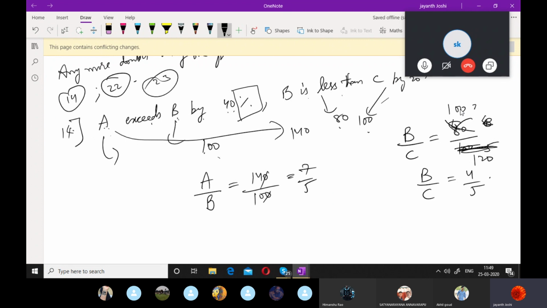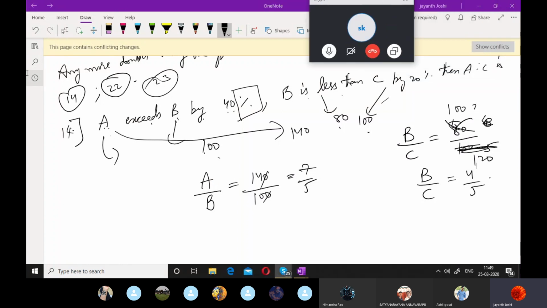What's the answer given for this? The 14th one? D, 28 is to 25. So A exceeds B by 40%, B is less than C by 20%. A is to C.